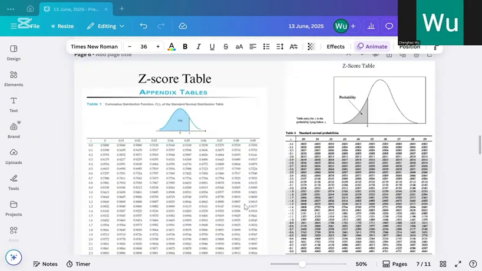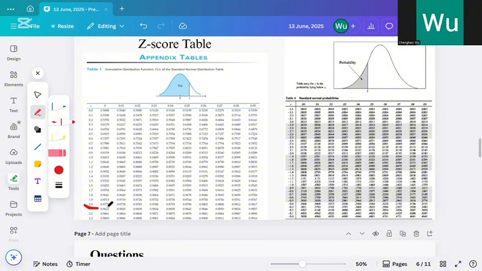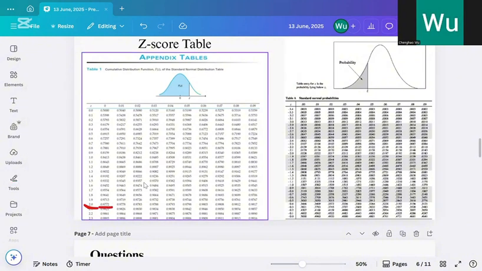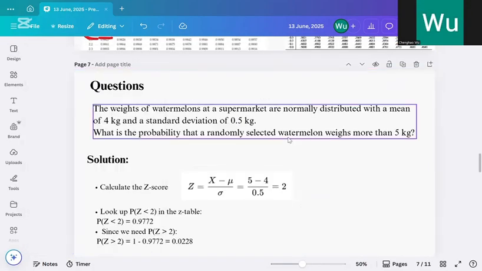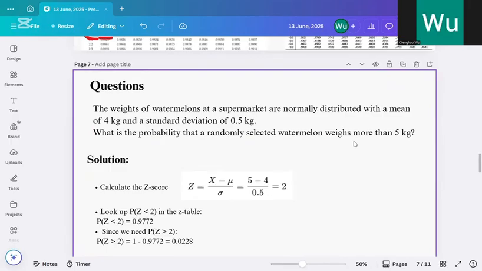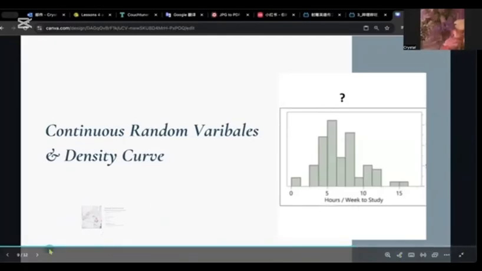and we can look up the z value. Given that z equals 2, we can get the probability that z is smaller than 2, which is 0.9772. Since we need the probability that the weight is more than 5 kilograms, we need to use 1 minus 0.9772, which is 0.0228.